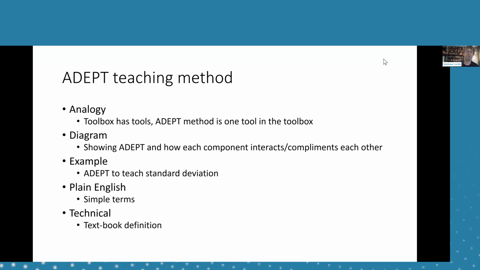So the analogy is that the toolbox has tools. The ADEPT method is one tool in the toolbox. Many of us are using the ADEPT method already. This lecture, webinar, and these illustrations are trying to show you how to use it more deliberately and more consciously. Diagram, this is showing the ADEPT and how each component interacts and complements each other. Plain English comes before the technical to help situate it in their knowledge structures.